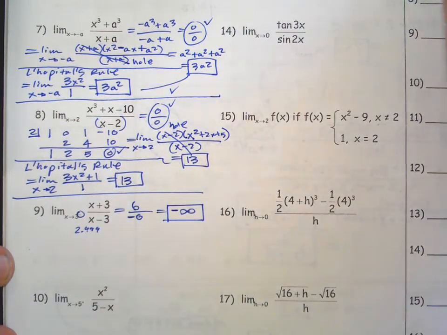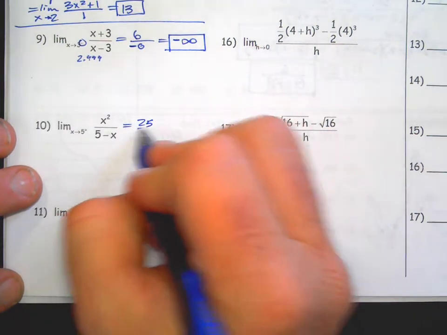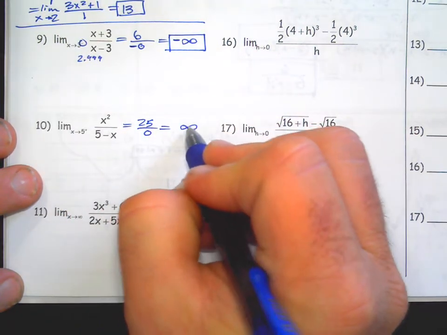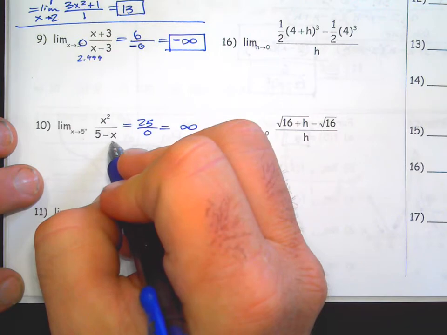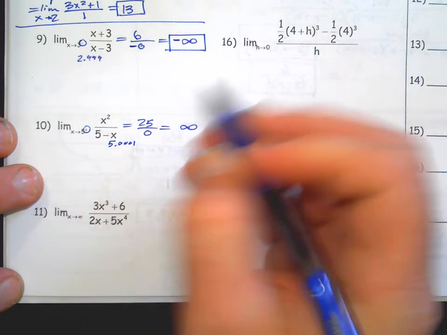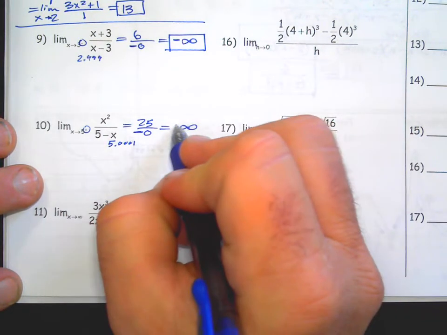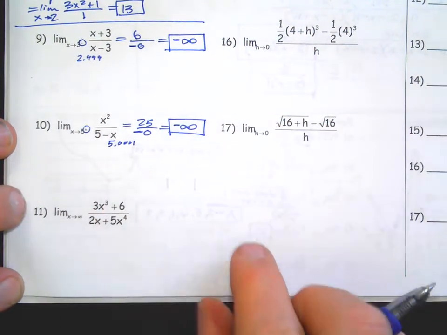Okay. Number 10, we're going to plug 5 in. We're going to get 25 over 0. Similar thing. We know we're going to get some kind of infinity. Plugging in something to the right of 5, like 5.0001, for instance, as just a rough idea, which makes this negative. So now it's negative infinity.